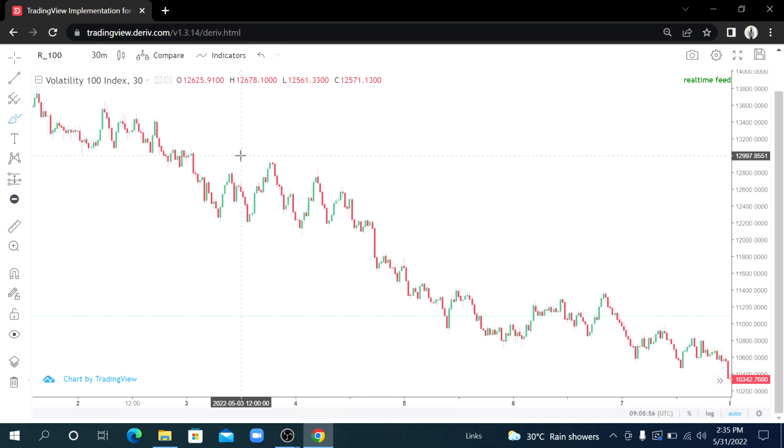The market is on a sell trend. You don't need a prophet to tell you that this market is selling low. This is a sell trend.